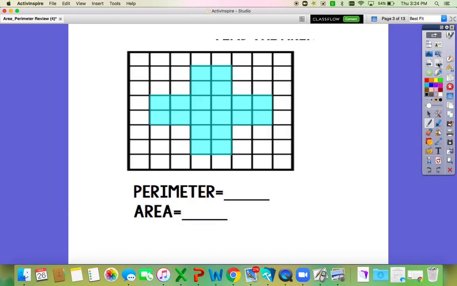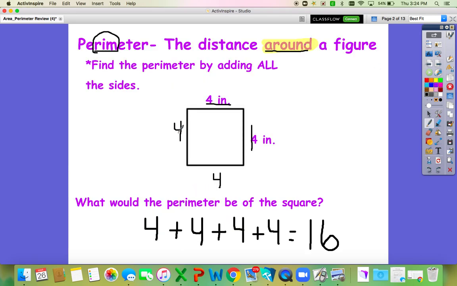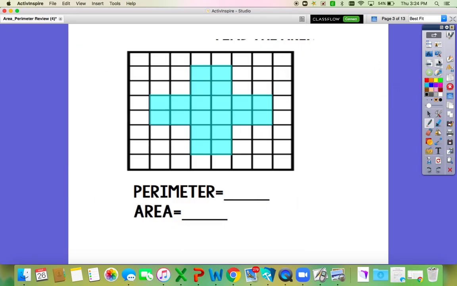Now, sometimes I will find the perimeter in a shape that looks like this, right? It doesn't have sides with numbers on it. It has the grids. Here is how you would find the perimeter of a shape that looks like this. Remember, perimeter is around. Perimeter around, area inside. I use tick marks, and I will tell you why. When you use tick marks to find the perimeter, it helps you to find all of the outside boxes.